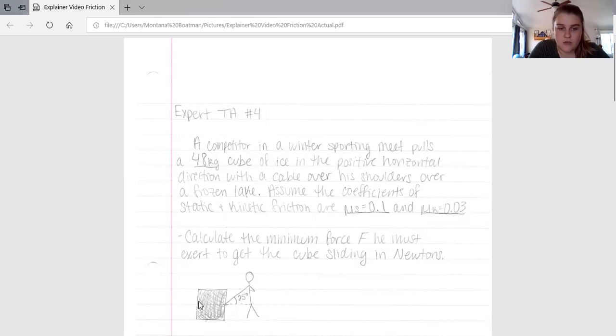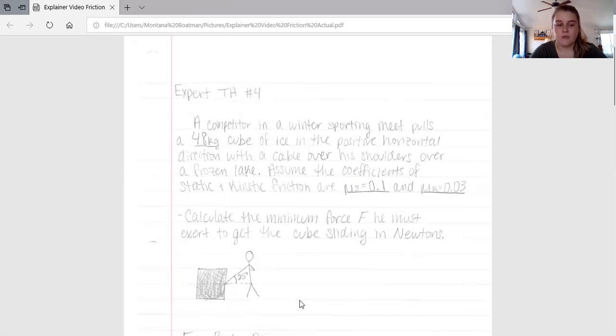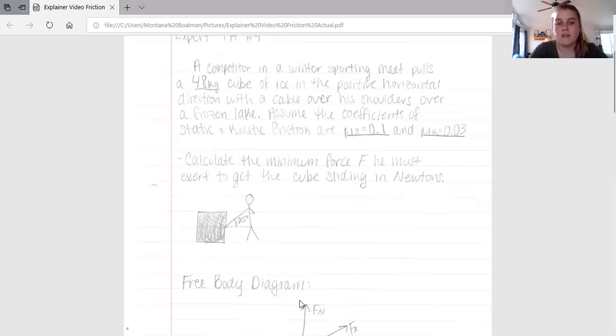So there's the cube right here, and then here's our angle. It's 25 degrees in the positive direction, and there's the guy pulling it. So first, you would want to draw a free body diagram just to get yourself set up for the problem, to see which forces you're going to need to include in your equations.